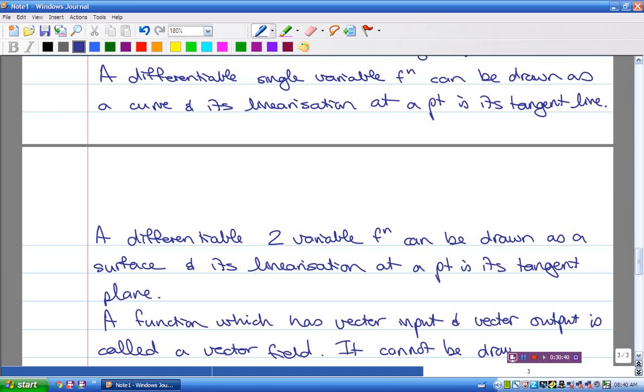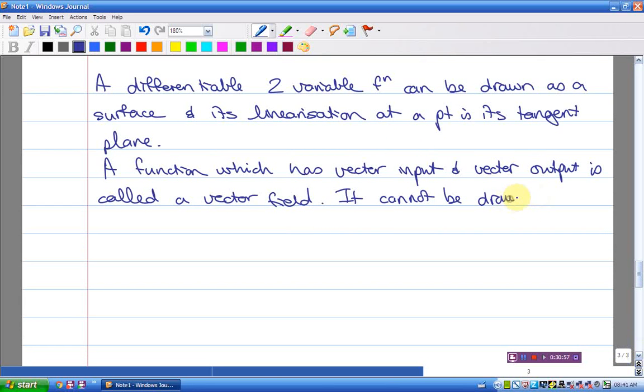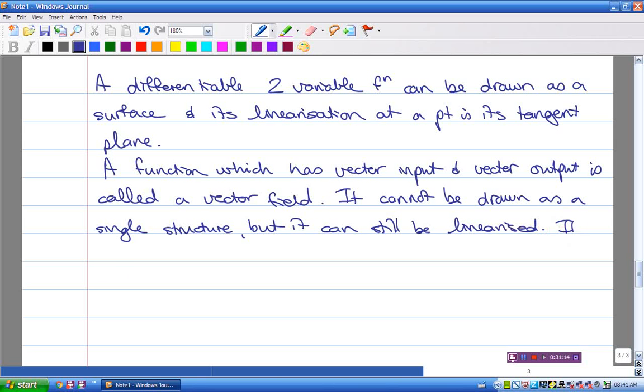However, they can still be linearized. And the linearization of a vector field is called its affine approximation. It basically plays the same role as a tangent line or a tangent plane. It's just not as easy to visualize in a picture. It cannot be drawn as a single structure or single object, but it can still be linearized. Its linearization at a point is its affine approximation. And I hope when you look at that formula for the affine approximation, you can see a family resemblance to straight line equations, y minus y naught equals m times x minus x naught, that sort of formula.